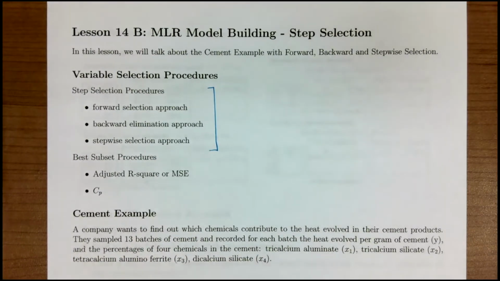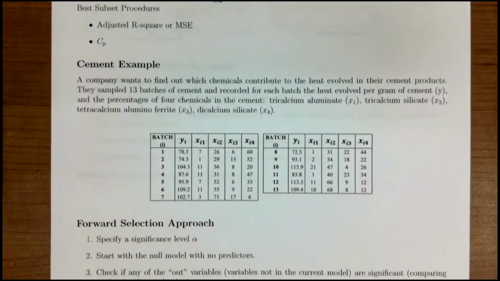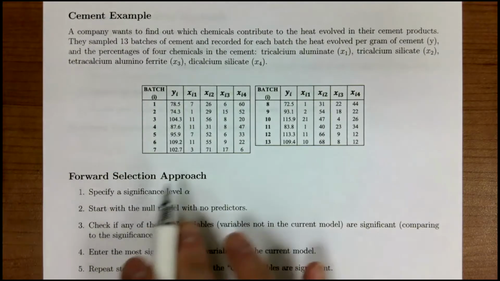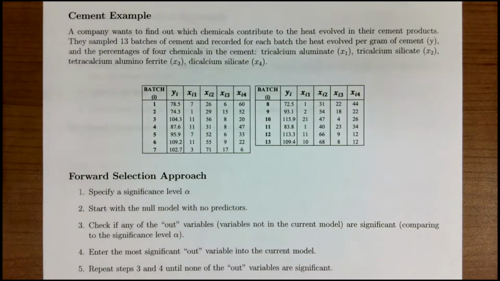So we're going to use our cement example from lesson 14A, and we're just going to go through and talk about how forward, backward, and stepwise selection approaches work. So recall, in our example, we had 4 chemicals that we were interested in whether they were important or not in helping us to understand the relationship with our heat or our Y.